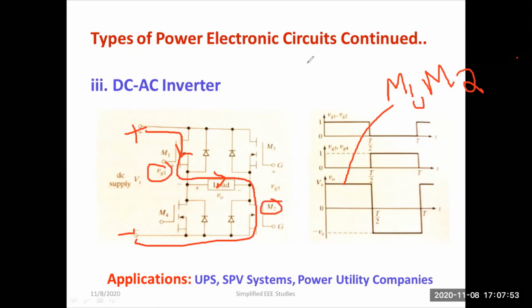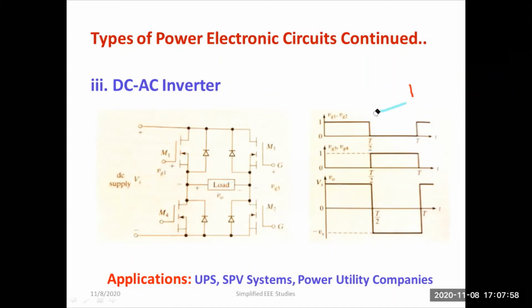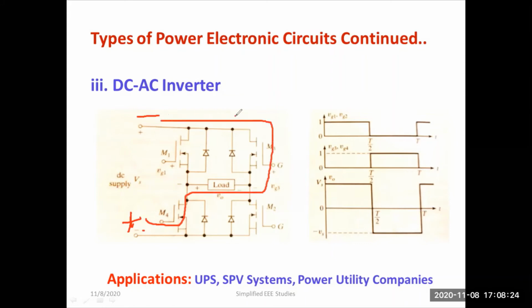Clear? Similarly, during the second cycle, better not to call it the negative half cycle because we have only DC. So during the second cycle, let me mark the polarity like this, negative, positive. Anyway, current will always pass from positive to negative. Now let us see the conduction of current. M4 will conduct, it comes across the load, then it comes back through M3 to the negative end of the supply. This is the direction of current.